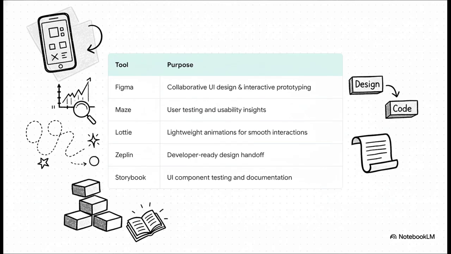But here's the crucial part. Those ideas are then put in front of real people using tools like Maze. This helps find every single spot where someone might get confused. From there, you've got other tools to add those smooth animations that make an app feel alive. It's this constant cycle: create, test, and make it better.